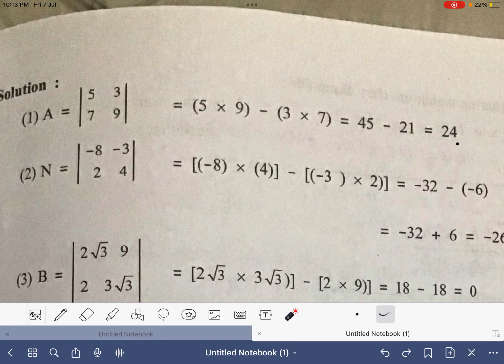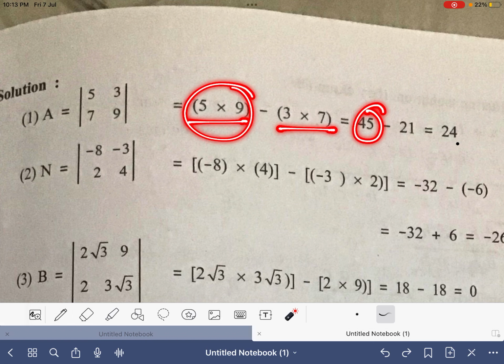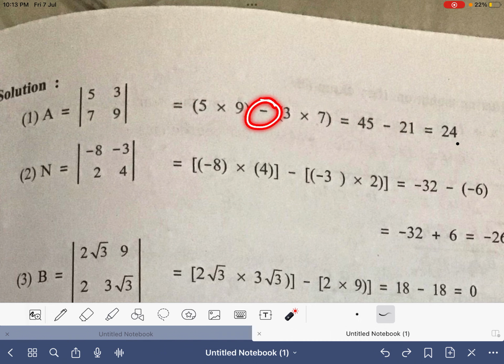So now next thing, multiply 7 and 3. Write it down like this: 5 into 9 minus 7 into 3. We know that 5 9s are 45, 7 3s are 21, and minus is there, so take the subtraction of these two numbers. 45 minus 21, we get 24, and this is your answer.